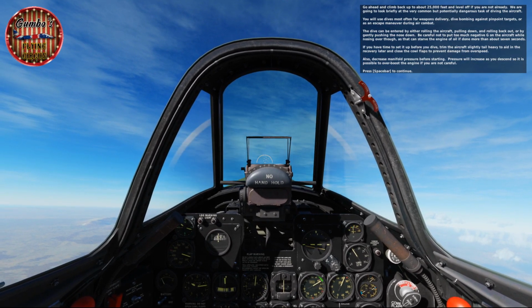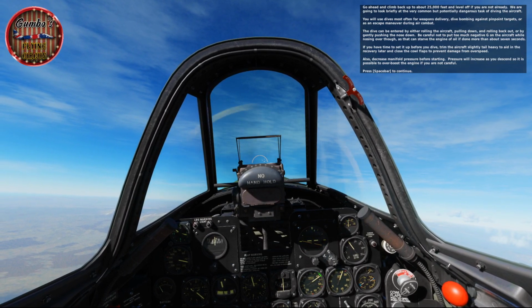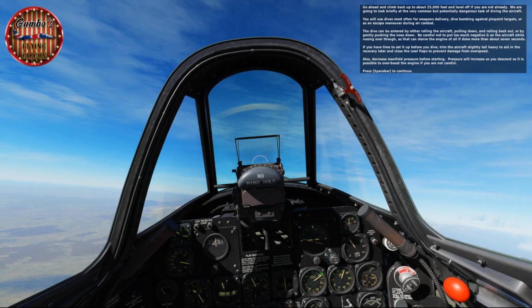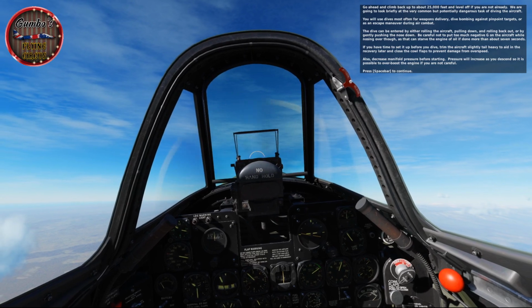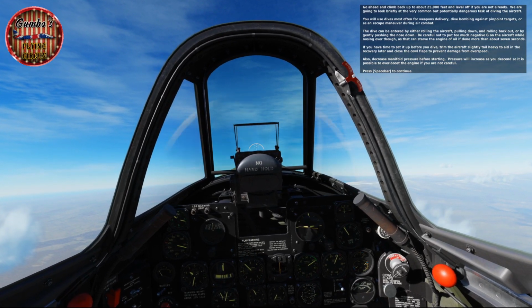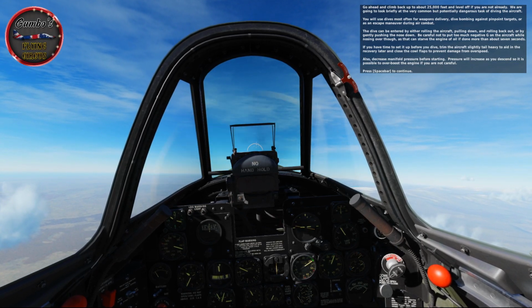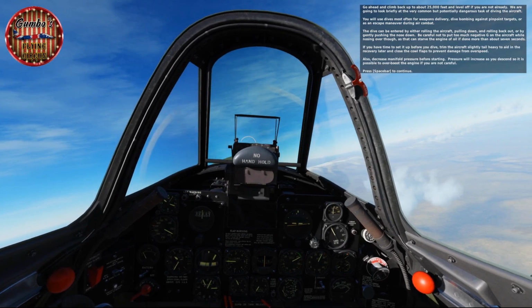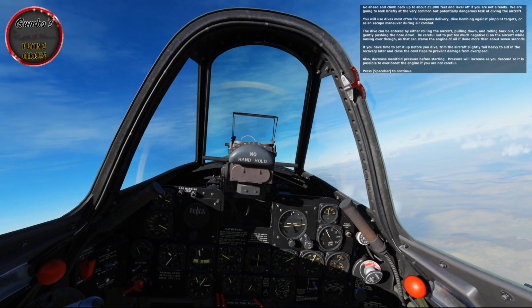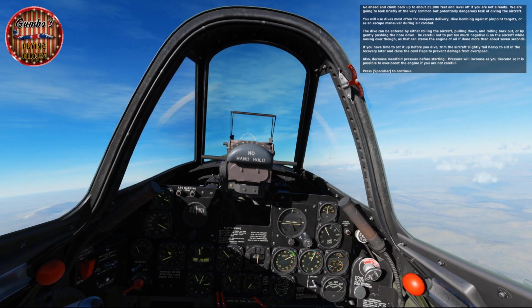pushing the nose down. Be careful not to put too much negative G on the aircraft while nosing over though, as that can starve the engine of oil if done for more than about 7 seconds. If you have time to set it up before you dive, trim the aircraft slightly tail heavy to aid in recovery later, and close the cowl flaps to prevent damage from overspeed. Also, decrease manifold pressure before starting. The pressure will increase as you descend, so it's possible to overboost the engine if you're not careful.